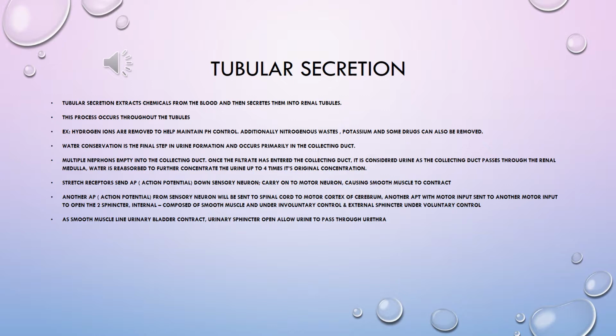Stretch receptors send action potentials down the sensory neurons, which carry on to the motor neuron and cause the smooth muscle to contract. Another action potential from the sensory neuron will be sent to the spinal cord to the motor cortex of the cerebrum. Another action potential with motor input is sent to open the 2 sphincters: the internal, composed of smooth muscle and under involuntary control, and the external sphincter under voluntary control. As the smooth muscle-lined urinary bladder contracts, the urinary sphincter opens and allows urine to pass through the urethra.